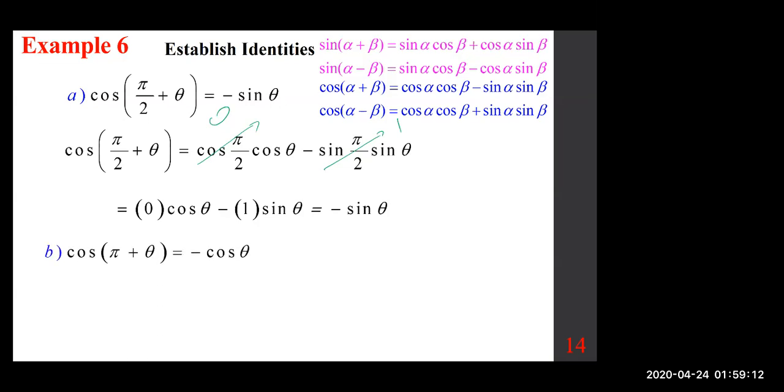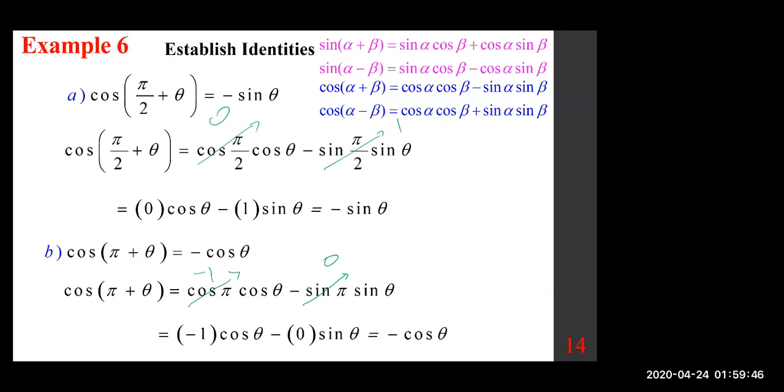Cosine of pi plus theta, we want to prove is negative cosine theta. We start with the left-hand side, and we use the same identity, cosine of alpha plus beta. So cosine pi cosine theta minus sine pi sine theta. What is cosine pi, class? Anyone? Negative 1. What is sine pi? 0. And you're done. Okay, class?